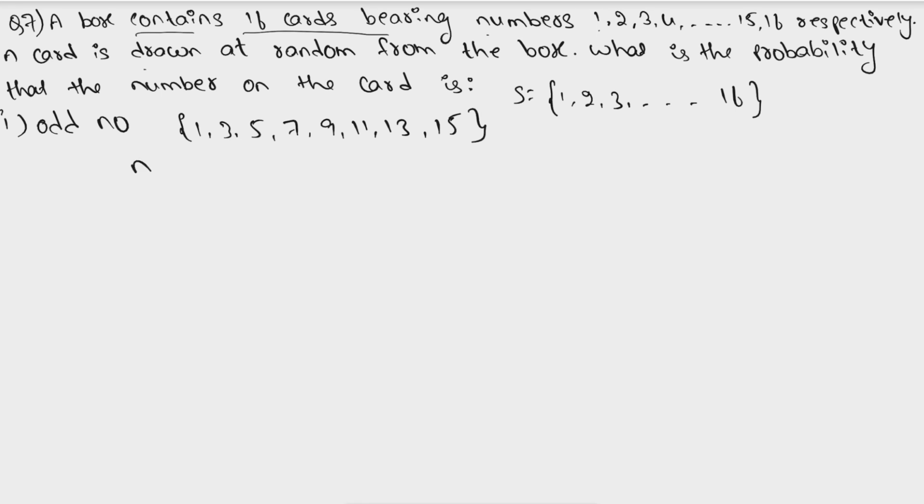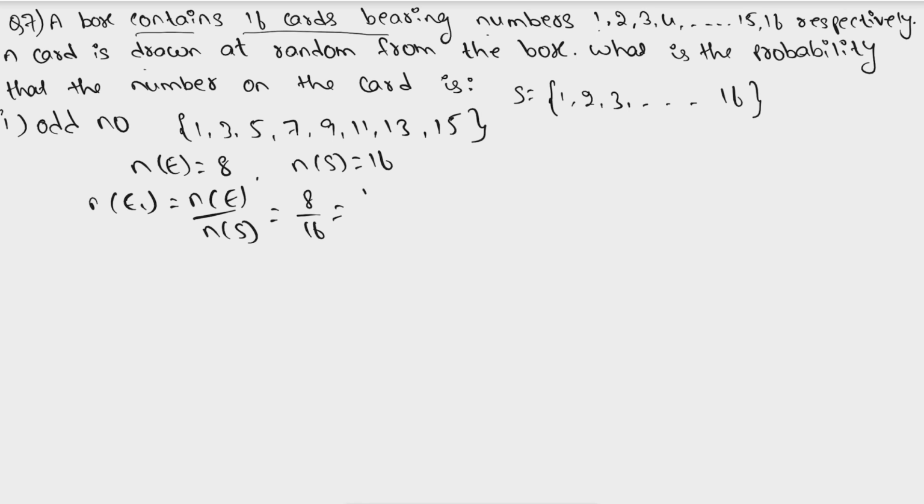This is n of E. Number of events is equal to 8. And we know our n of S is equal to 16, which is the number of elements in the sample space. And the probability of getting this event 1, that is the probability of getting an odd number, is n of E by n of S, which is equal to 8 by 16. This 8 by 16 can be simplified as 1 by 2.